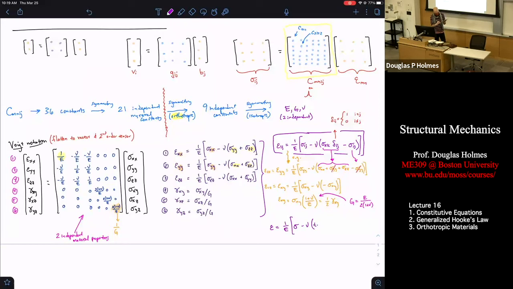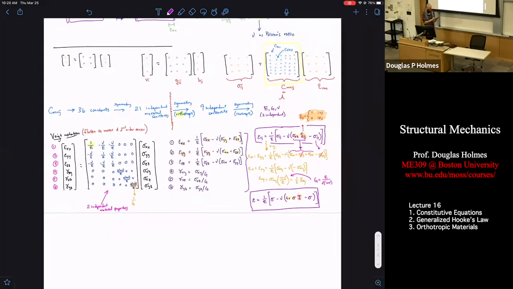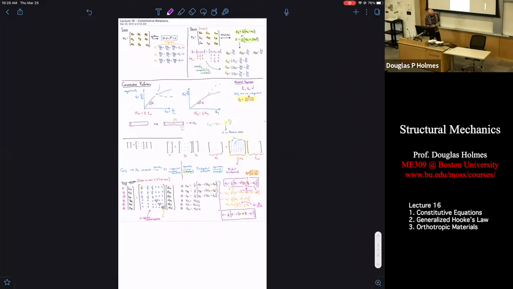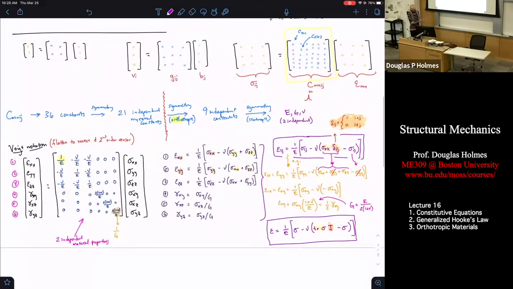Times the trace of sigma. Just to be clear, the trace of sigma is exactly the same as what this term means. Times the identity matrix. And just to be overly clear, the identity matrix means exactly what this thing means, and therefore what this thing means. Minus sigma. These are the two ways you might encounter generalized Hooke's law. I should probably zoom back in for you. Questions?